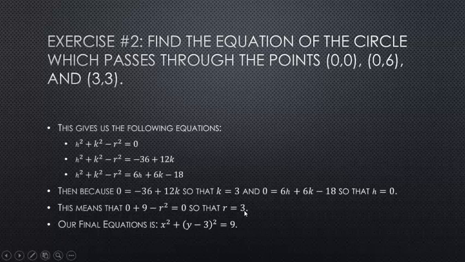We started with a 3 by 3 system, 3 equations and 3 unknowns. We have now solved for each of those unknowns. k must be 3, h must be 0, r must be equal to 3.